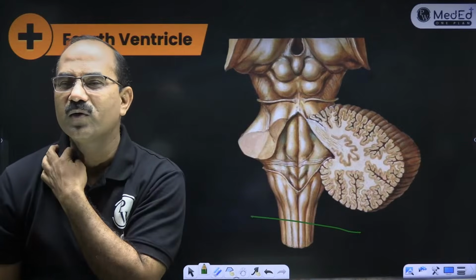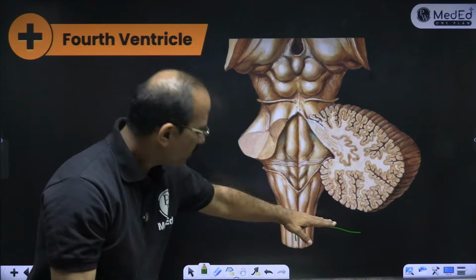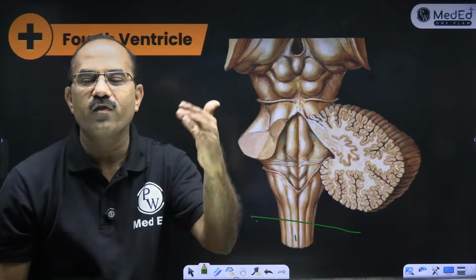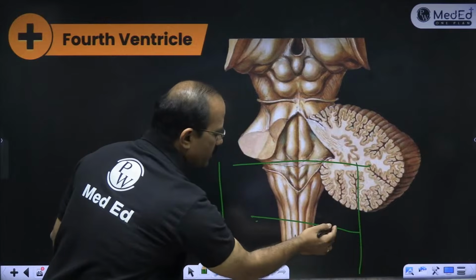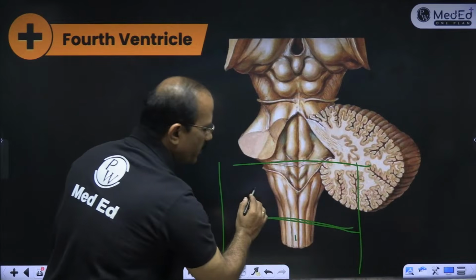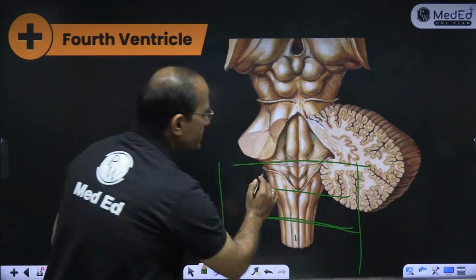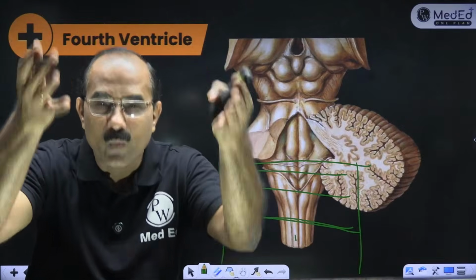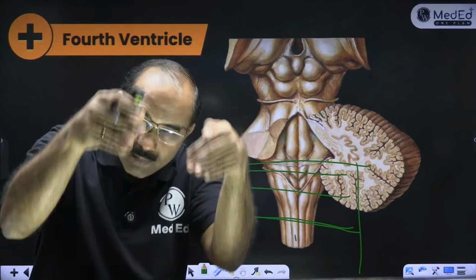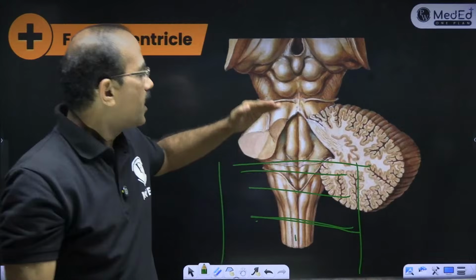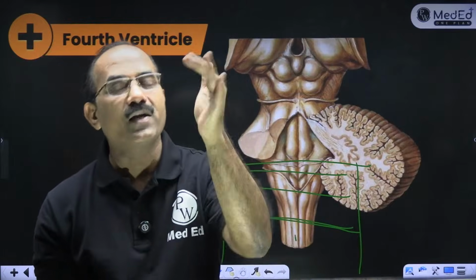Central canal. After the fourth ventricle, you get the central canal. So if I take a section from the lower half of the medulla, this much is our medulla, I get the central canal. If I take a section here, I get the fourth ventricle. Do you understand? If I get the fourth ventricle in the medulla, the section is from the upper half of the medulla. If I get the central canal, it is the lower half of the medulla.